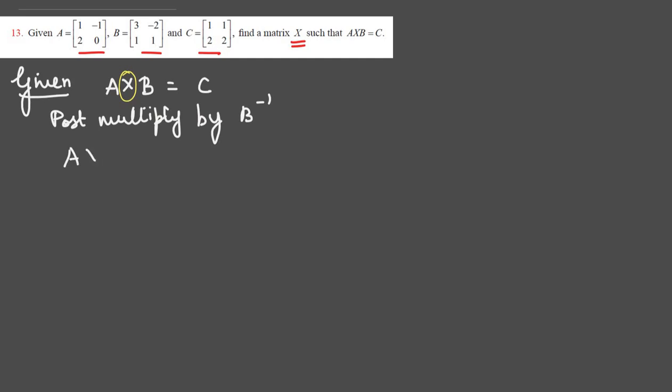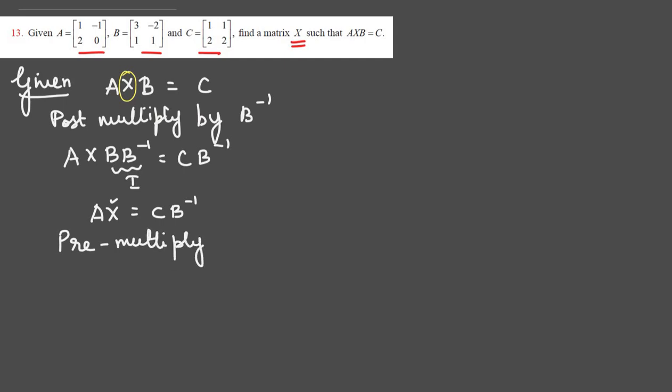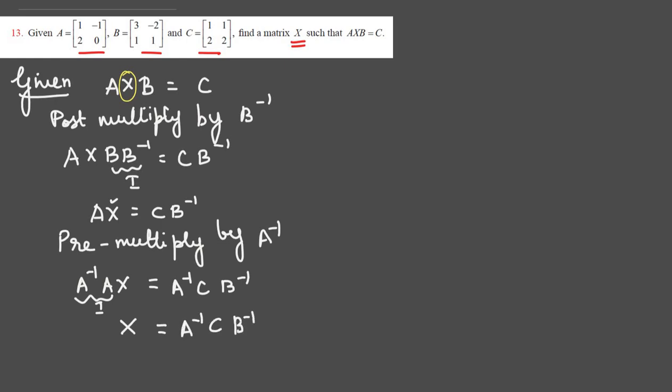We get A X B B inverse is equal to C into B inverse. We know B B inverse is equal to I, and therefore A X is equal to C B inverse. We want to find X here. So next I pre-multiply with A inverse on both sides. So we get A inverse A X is equal to A inverse C B inverse. Now A inverse A is equal to I, the identity matrix. Therefore the X matrix is the product of the A inverse matrix, the C matrix, and the B inverse matrix.